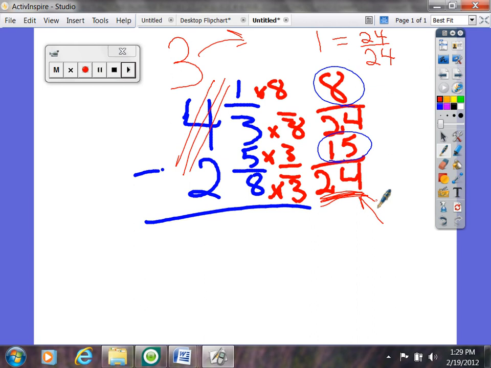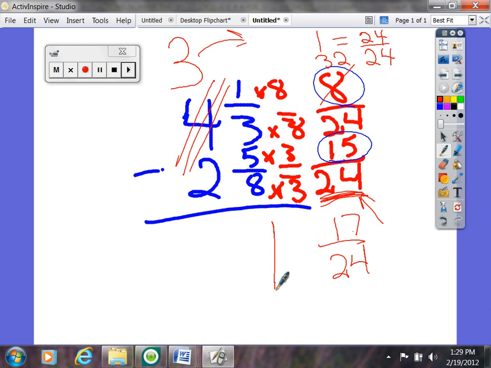Well, I've already got 8 there. So what do I do? Well, I bring over my 24 24ths and add them to the 8 that I already have. Now I have 32. So now I can subtract. I'm going to have 32 minus 15 is 17 over 24. 3 minus 2 is 1. And you're done.